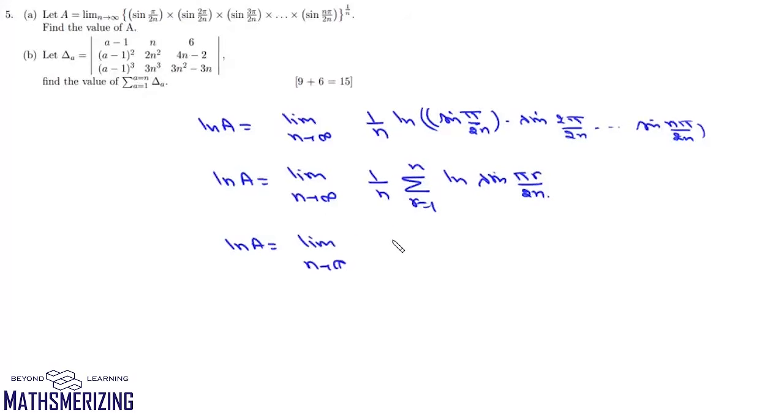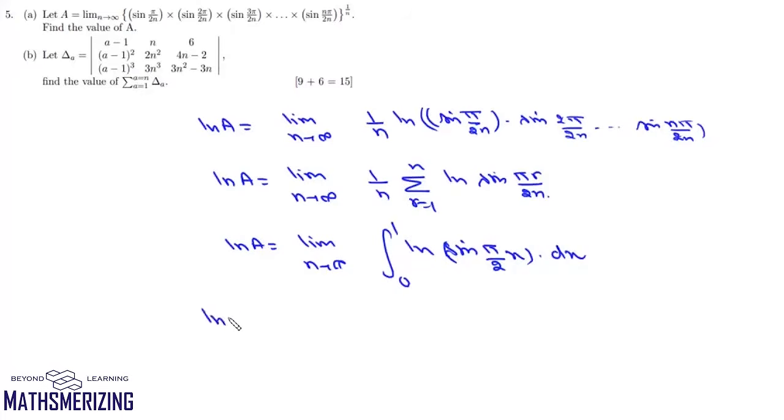Now we'll change this summation into integral form. It will be log sine of pi by 2 times r upon n. We'll take r upon n as x, so it will be log sine of pi upon 2x into dx. Now what are the limits? Lower limit is when the value of r is 1, so it will be 0, and upper limit is 1. So the value of this limit will be this integral.